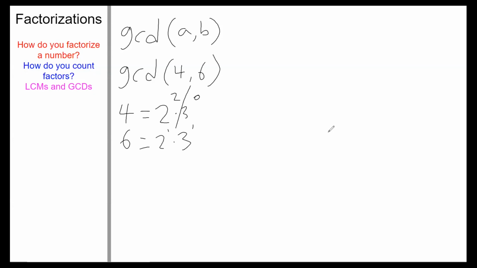So what we do here is in LCM, we consider the greatest number of primes for each category. But here we're going to choose the least. So 6 has less 2's and 4 has less 3's. So therefore the GCD is equal to 2 to the 1 times 3 to the 0, which is equal to 2.